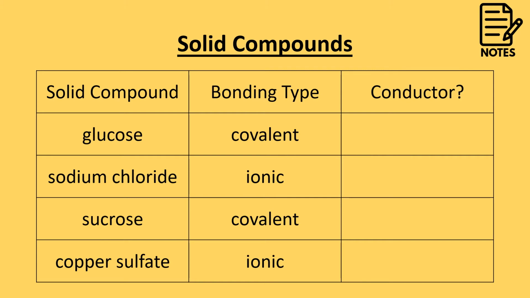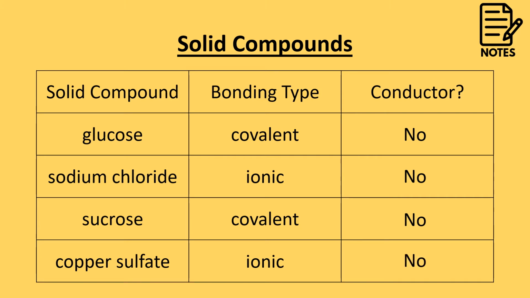So what we do is we put them into this circuit with the power pack, with the bulb, put the sample in between, we switch the power pack on and we test whether or not the bulb lights up. The idea is if the bulb switches on, then the chemical conducts electricity. And what we find is the following results.